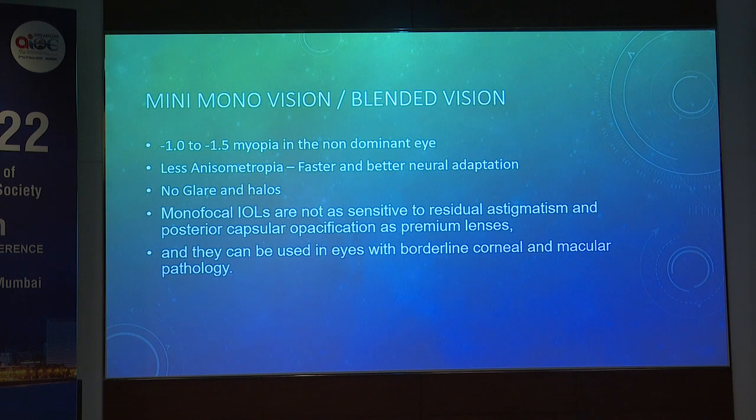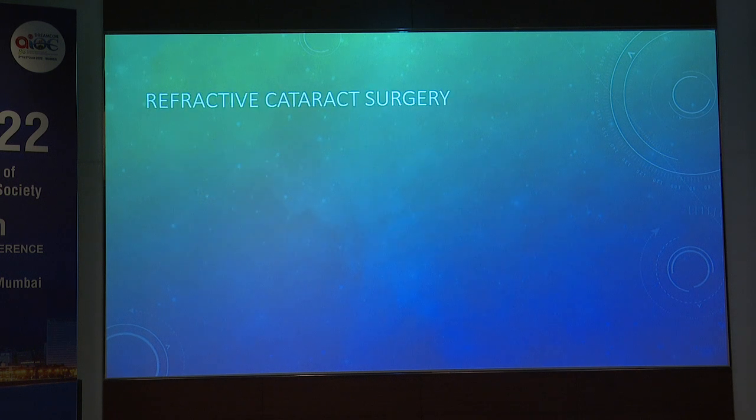And since you are using monofocal lenses, as we all know, it's a no-brainer that monofocal lenses are the best for best quality of vision as far as glares and halos go. Monofocal IOLs also are not as sensitive to the residual astigmatism or to PCOs as compared to the multifocal or trifocals that we use. And they can also be used in borderline corneal and macular pathologies.